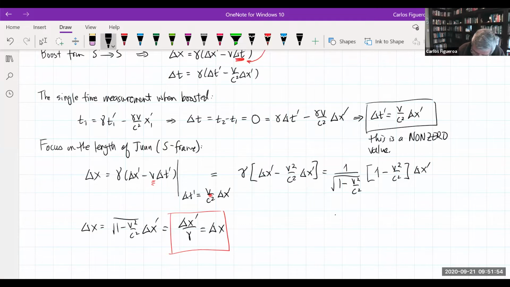In other words, this tells us that Maria sees Juan's meter stick length contracted. Okay. Oh, I don't know how I spelled that right there. It's length contracted. That's how you would derive that.